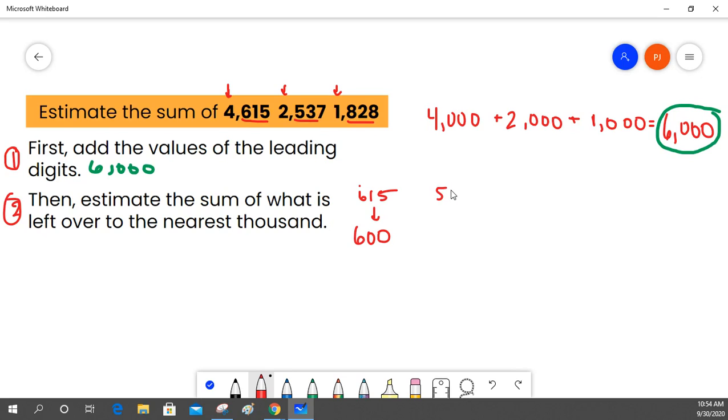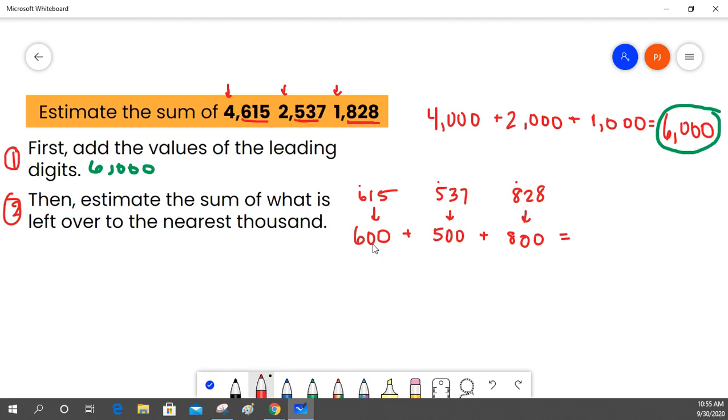Instead of 537, for my second number, I'm going to look at the first digit, that's a 5, in the hundreds place, so that is 500. And then in my last number, I had 828. So instead of 828, I'll look at that 8 in the hundreds place and know the value is 800. Now I can add these numbers together.